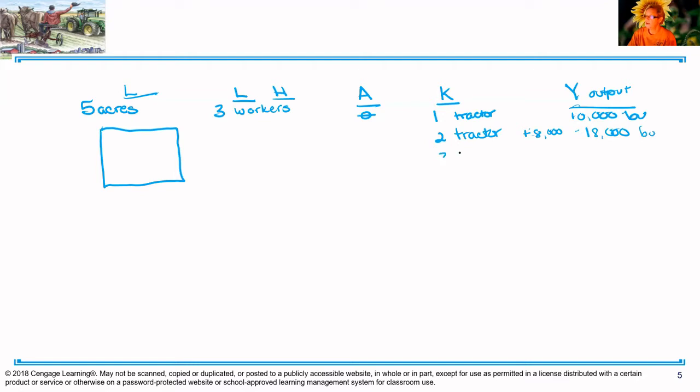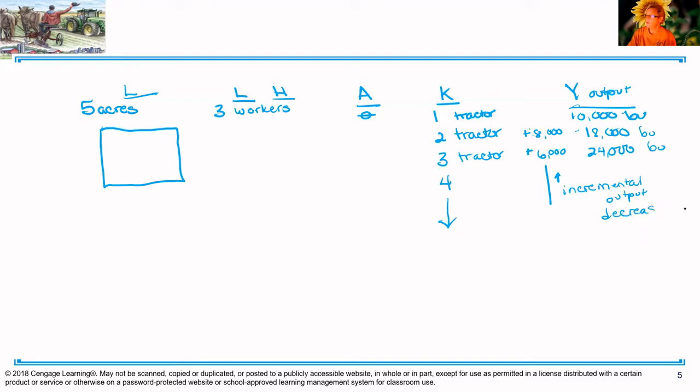We are going to add a 3rd tractor. And again, I know that it's going to increase, but it's going to be increasing less than 8,000 because it takes even more time to coordinate the effort. So maybe 6,000. So that's what, 24,000 bushels. Then I'm going to add a 4th tractor and so on. As I add each tractor, the amount of output that I get, notice it does still go up, but it goes up less, so in an incremental way, the incremental output is decreasing.